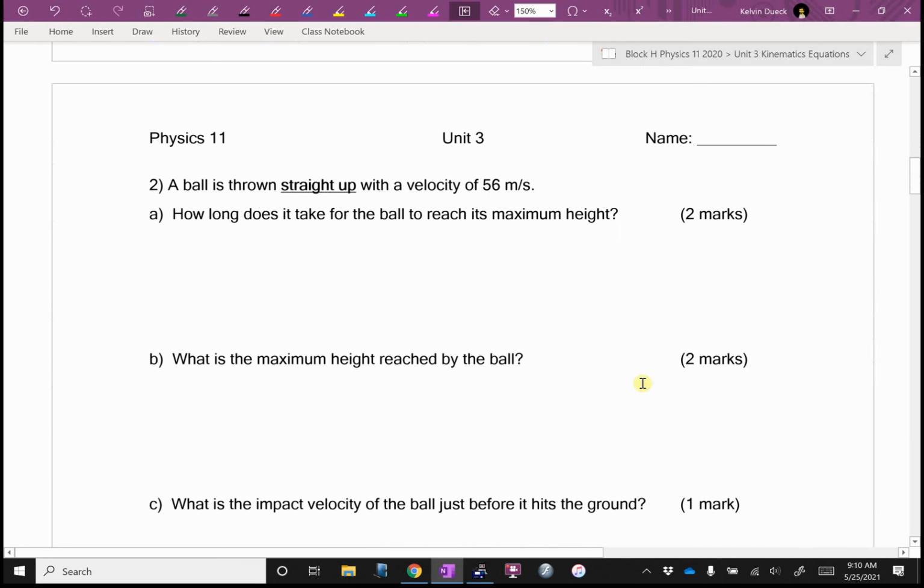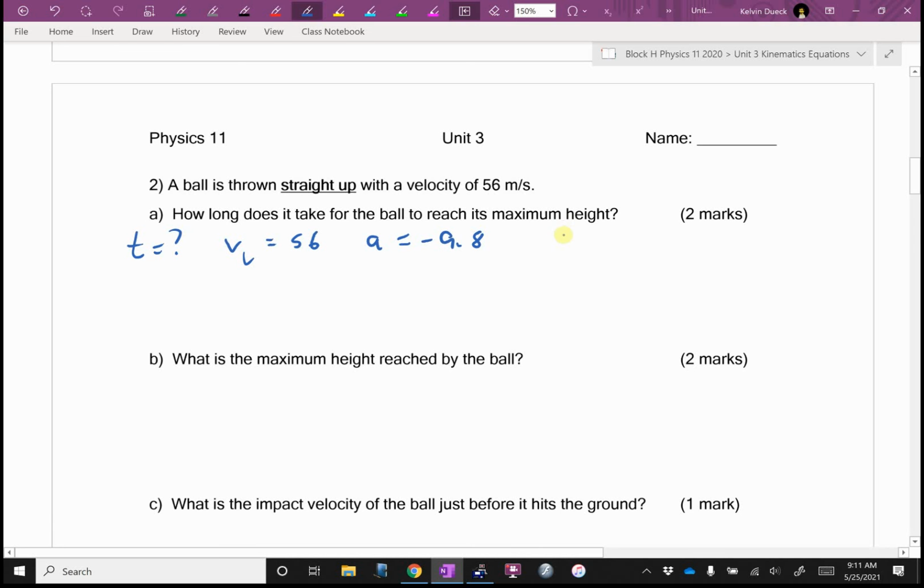Ball is thrown straight up. Looks like in part A, they want me to find time. Now, how do I know that they want me to find time and not height? Because what is part B asking me to find? Height. So this how long must be time, not distance. They wouldn't ask me to find the same thing twice. VI is 56. A is negative 9.8. That's only 2 things. I need 3 things to find the fourth. What else do I know?